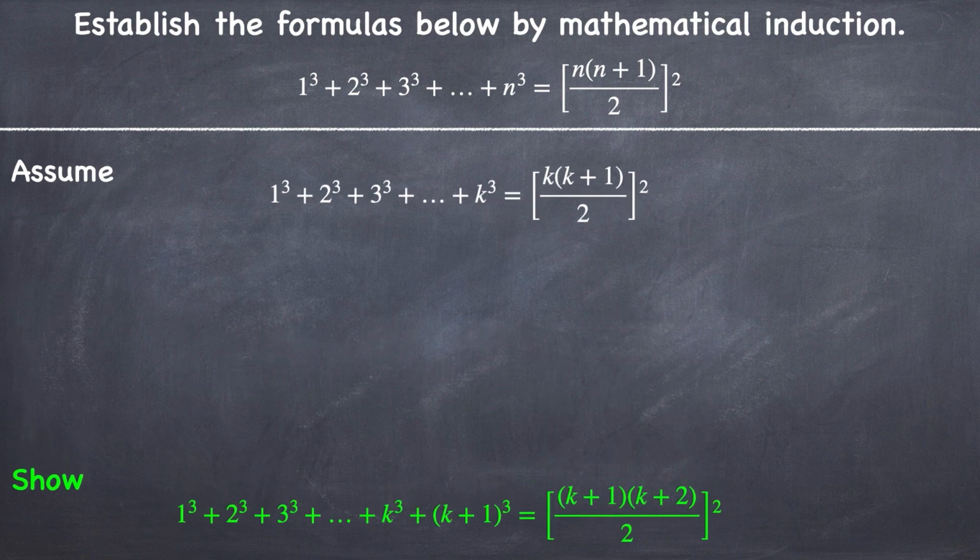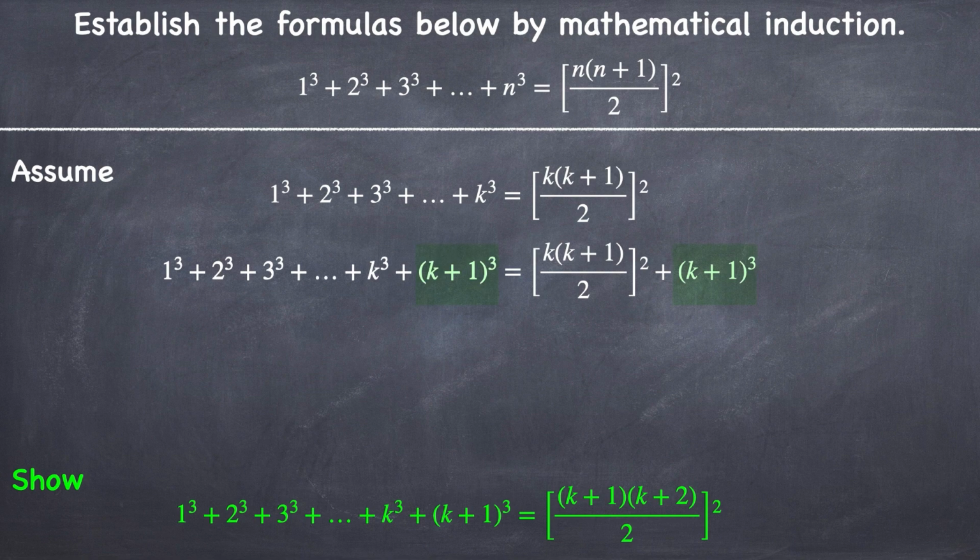Looking at this, if I'm assuming what's in white is true, how can I manipulate that to look like what's in green? I see on the left-hand side, I can add k plus 1 cubed, and that will give me the left-hand sides equal to each other. So now that I've added k plus 1 cubed to both sides of what I was assuming, I can essentially try and simplify the right-hand side of this white equation to make it look like the right-hand side of the green. If I've done that, then I've proven that this formula, by our mathematical induction theorem, is true for all positive values of n. And so how do I end up doing this?